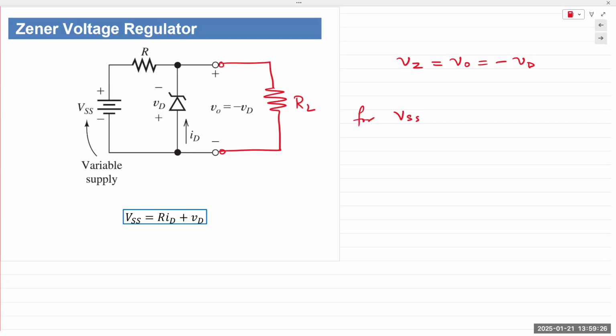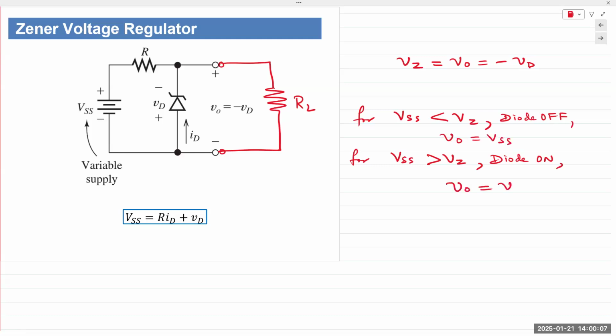For VSS less than VZ, the Zener diode is off, does not turn on. So whatever you give at the input, you obtain at the output, assuming everything is ideal. But when VSS is larger than VZ, the diode turns on. I should have inserted this here. The diode is off in the reverse bias, and V out is equal to VSS, and here V out is equal to VZ.